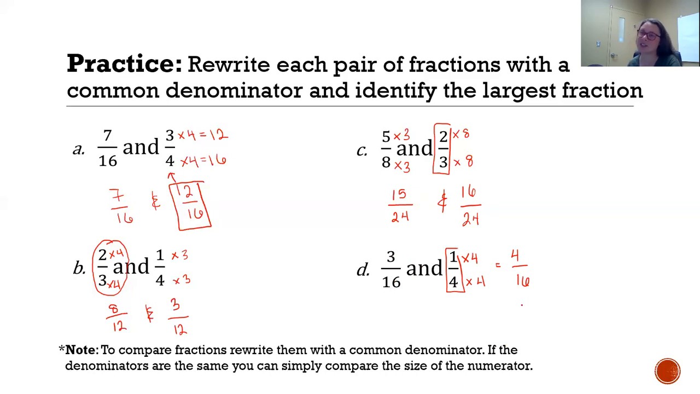So anytime you're asked to compare fractions or put fractions in an order, make all the denominators the same. Write equal fractions that all have the same number on the bottom, and then compare the size of the top. Okay? That's the easiest way to handle that.